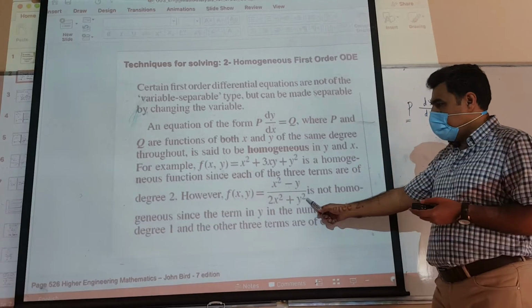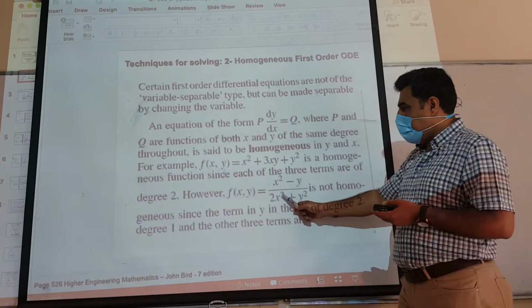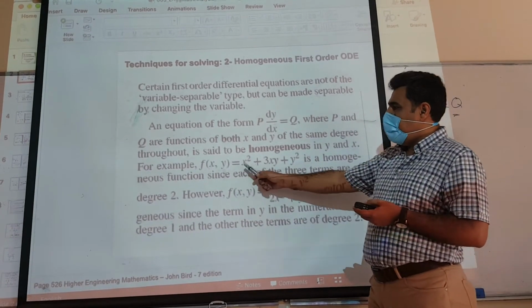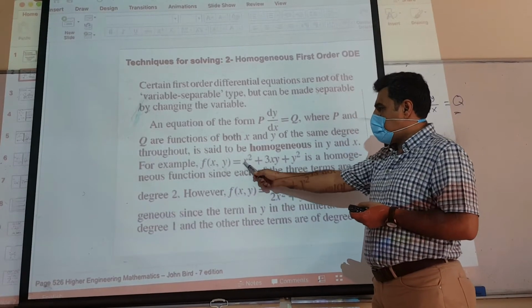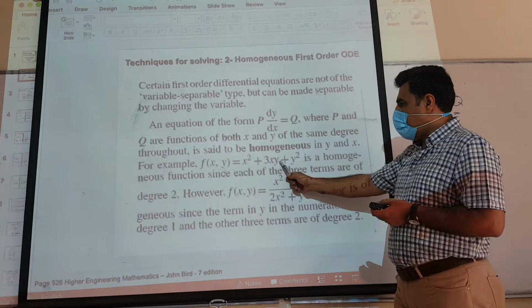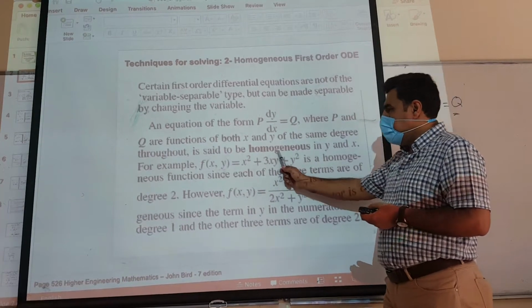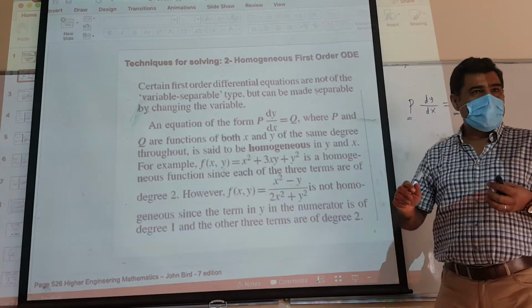like this one. This is a function, for example, when you say the function of x and y is x squared, 3xy, y squared, this cannot be separated.